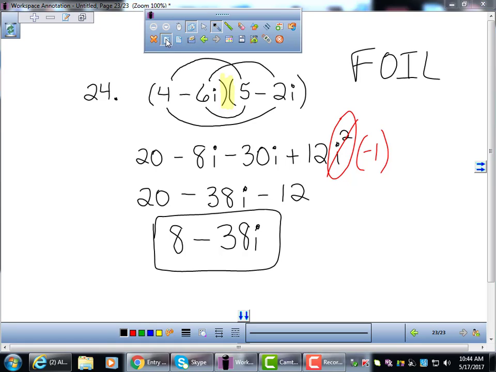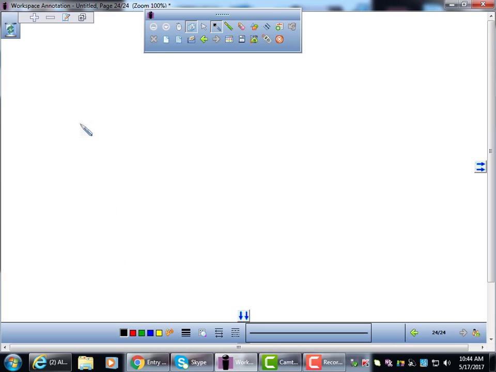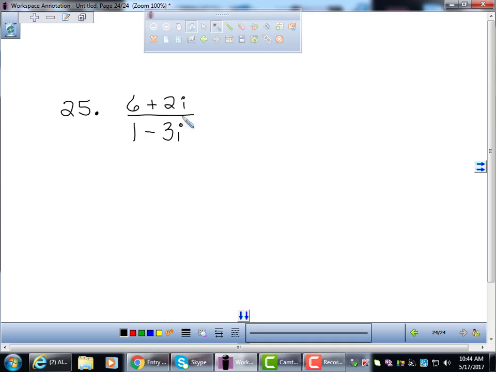The last one on this section is number 25. We have 6 plus 2i over 1 minus 3i. Now, can I just reduce these i's? Just cross them off? Absolutely not. You have to rationalize the denominator. You're going to multiply by the 1 plus 3i. You're going to FOIL the top and FOIL the bottom.